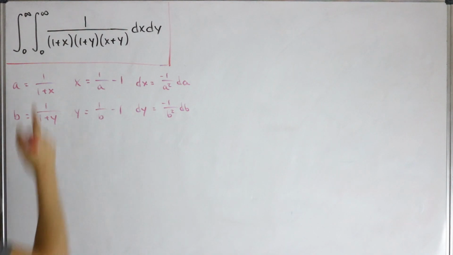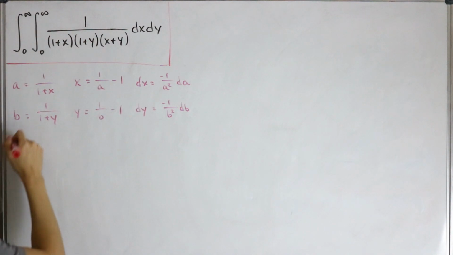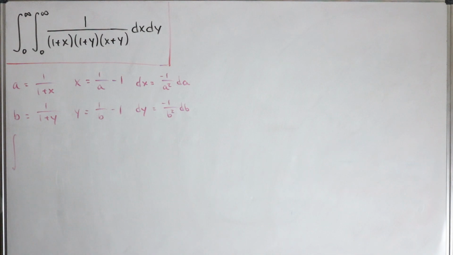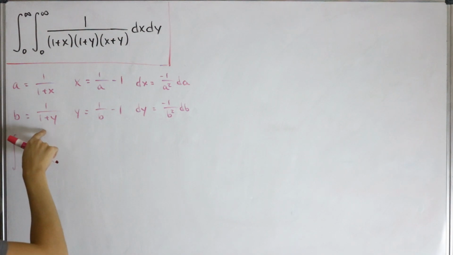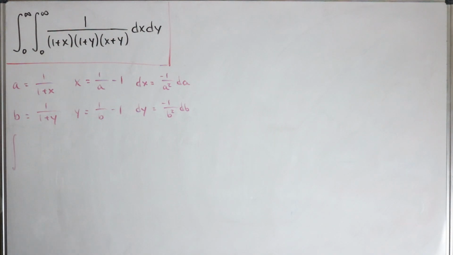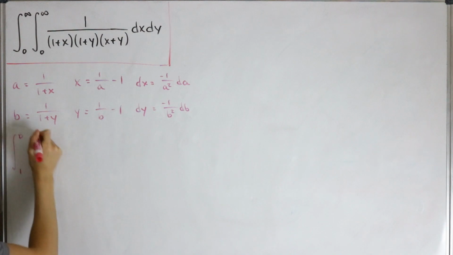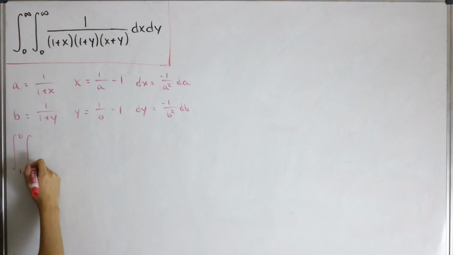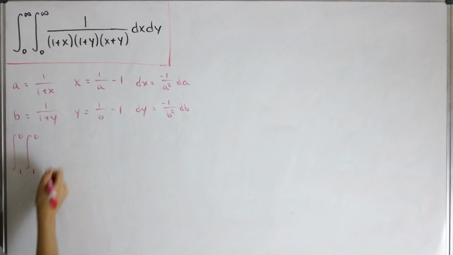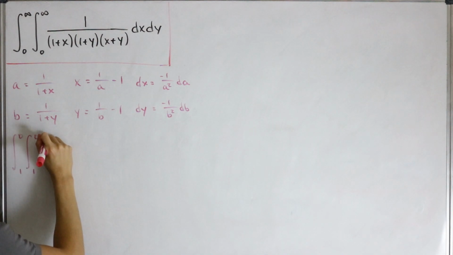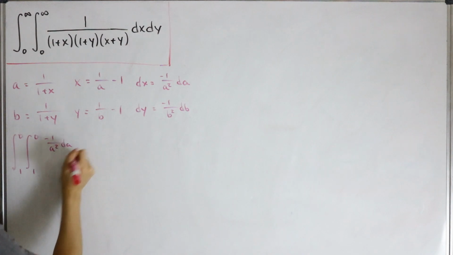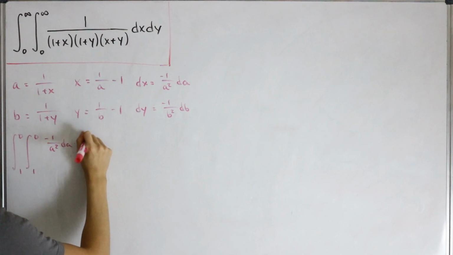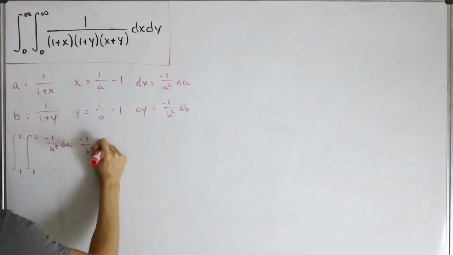Now let's put this back into our substitution, and change our bounds. If I plug in 0 to infinity for y, which is the b variable, our new b is going to range from 1 to 0. That's the same thing for a as well, so I have 1 to 0. Plugging this back into the substitution, I have negative 1 divided by a squared, the substitution for dA, multiplied by negative 1 divided by b squared, dB.